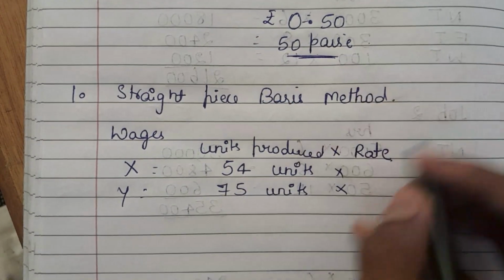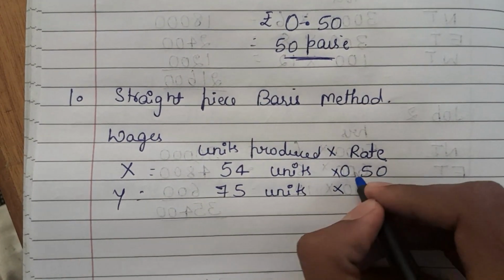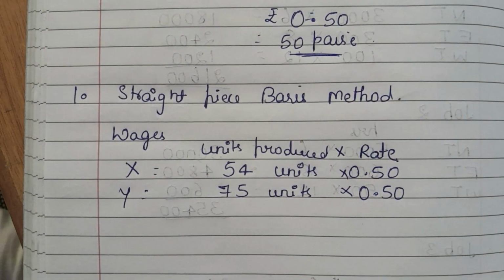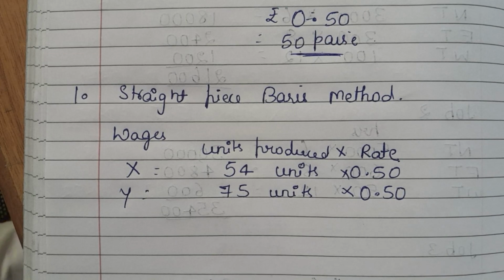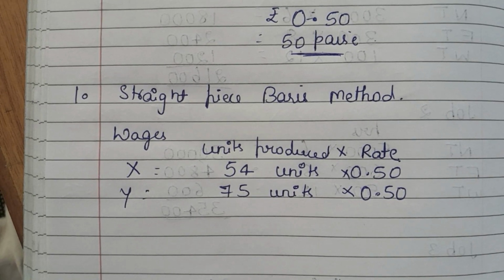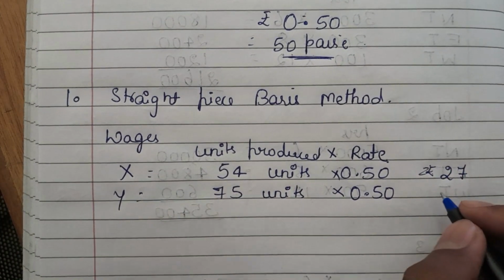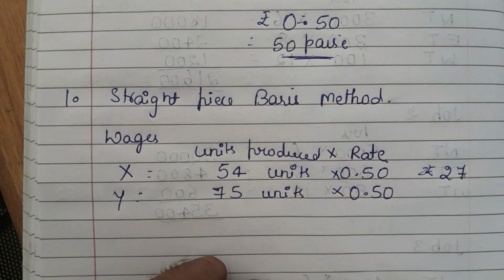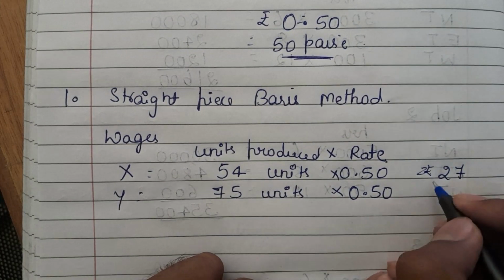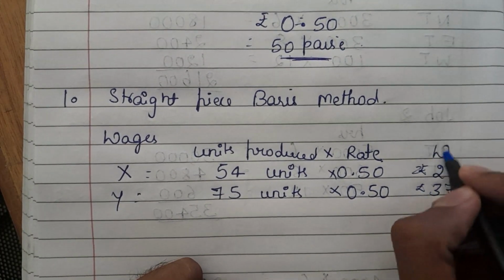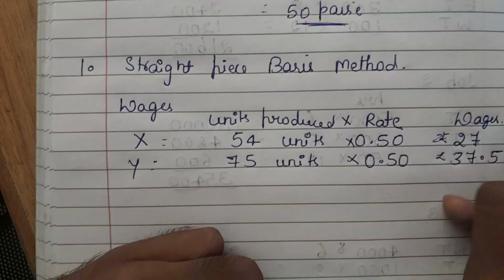Their rate is the same. Both have 50 paisa, meaning 0.50. So 54 into 0.50 will be 27 rupees. Then 75 into 0.50 will be 37.5 rupees. So these are the wages they have got.